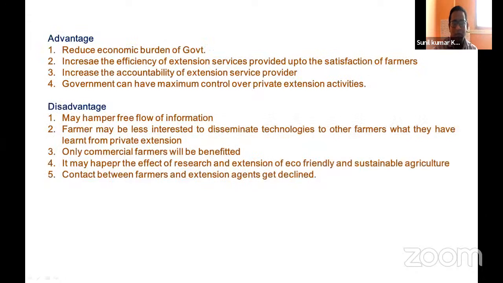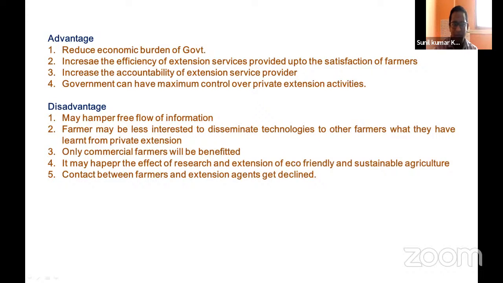If you are going to talk about their advantages, this private extension is reducing the economic burden of the government, increasing the efficiency of government services, providing satisfaction to the farmers, increasing accountability, etc. Which generally means they are providing satisfactory services to the farmers, and these types of extension activities can reduce the burden on the government itself. These advantages are also there.